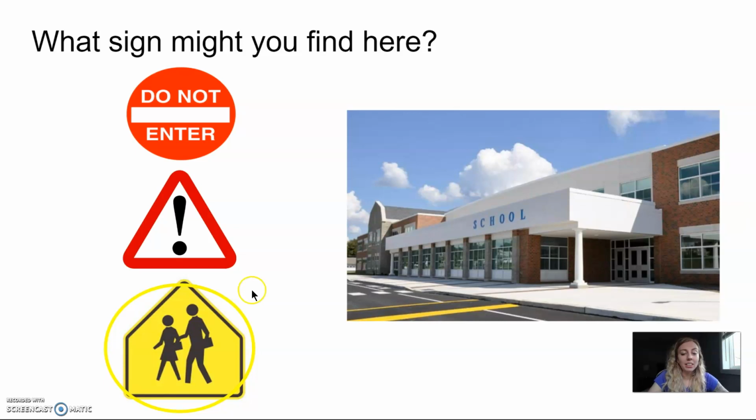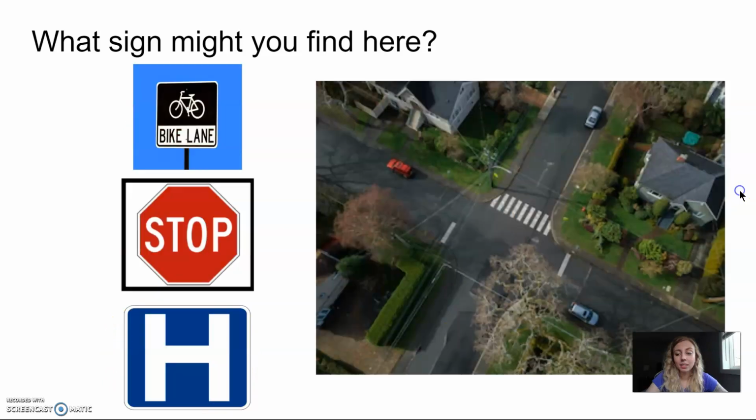If you said the school zone sign, you would be correct. So this is a school, so you would likely see the school zone sign. If you remember from part 1, this is the danger sign, and this is the do not enter sign, okay? But it's likely we will see the school sign here. All right. Go ahead and pause the video and let me know which sign you are likely to see here.